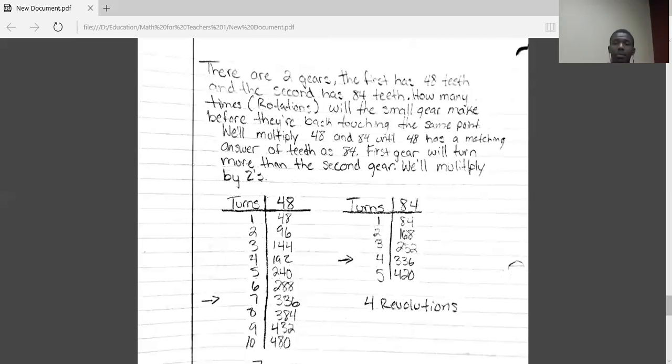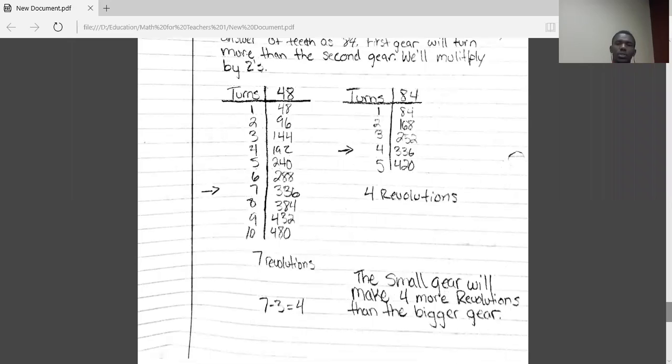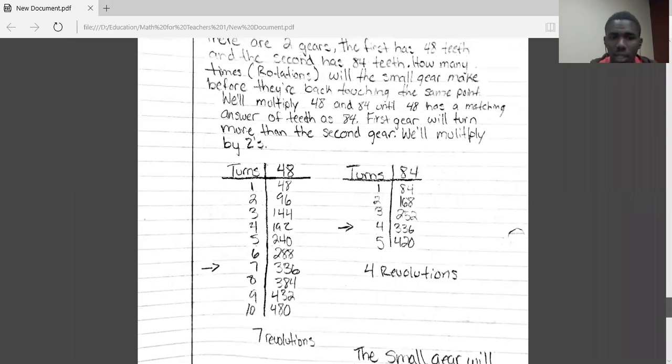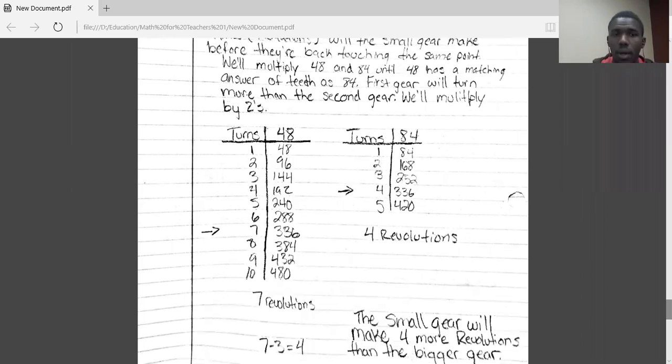Now we want to know how many more times. As you can see in my answer, I have 7 revolutions. I use the tree, okay? You can use another method, but for me, the tree is the easiest one to use. And if you know how to use Excel, you can go to Excel and it'll do this for you. But this is how many rotations, turns, revolutions, whichever you want to use, okay?